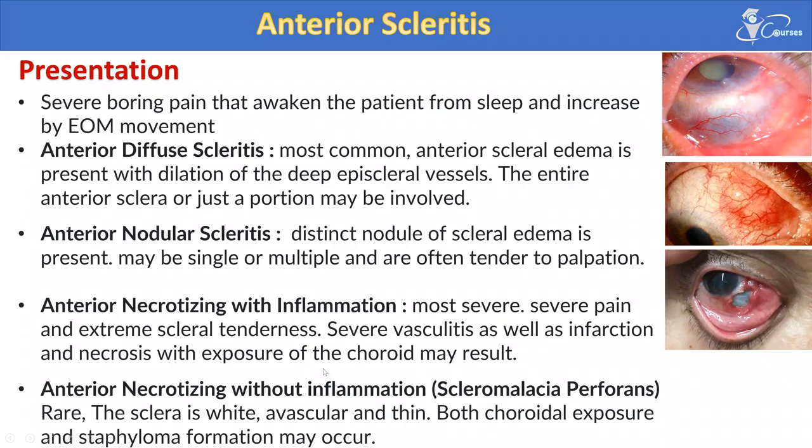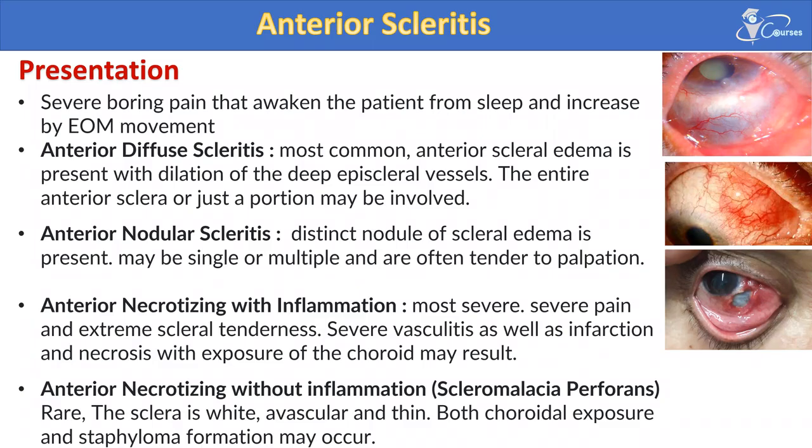Those patients are on many occasions associated with vasculitis. So those patients have vasculitis causing ischemic infarction of different parts of the body, and it will also cause ischemic infarction in the sclera, causing necrosis and exposure of the choroid. This is a very poor prognostic sign. Around 50% of those patients will die from the underlying systemic condition within 5 years. So this indicates the severity of the systemic condition. It's called anterior necrotizing scleritis with inflammation.